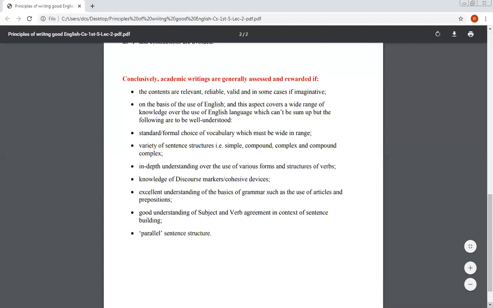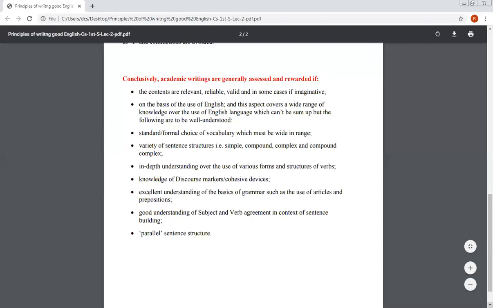The next is excellent understanding of the basics of grammar. I have intentionally used and emphasized the words excellent understanding, no less than excellent, of all these areas like articles and prepositions in particular, because they are used in almost every sentence. So you must have a proper and in-depth understanding of both of them. We studied them. I shared with you some worksheets and handouts on the same in our previous classes.